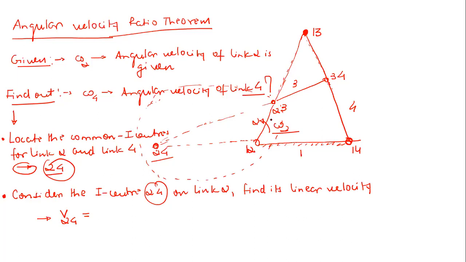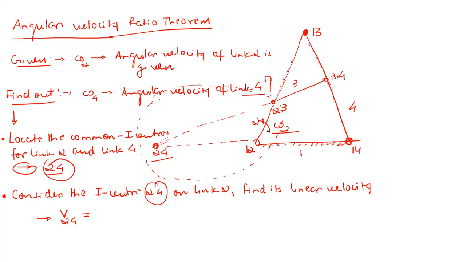See, angular velocity of this is given, right? Now I'm just saying that this instantaneous center, if you remember in the previous session, I already told that this instantaneous center I24 will be common to link 2 as well as link 4. Means it is common to both the links 2 and 4.